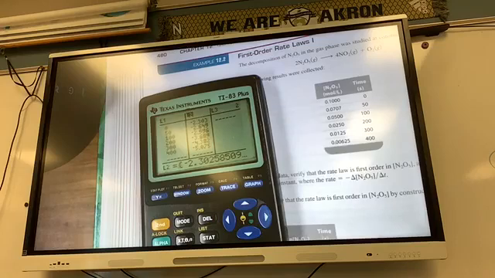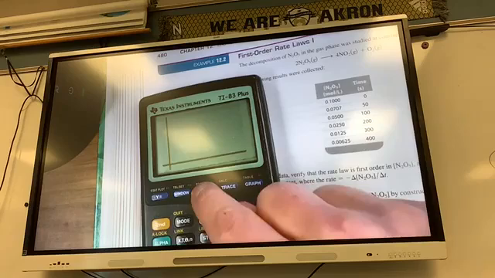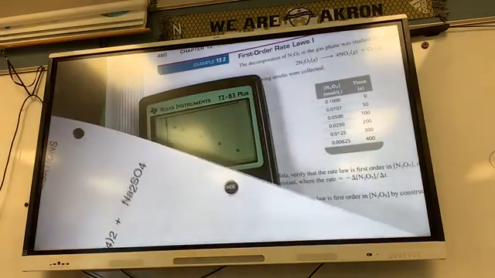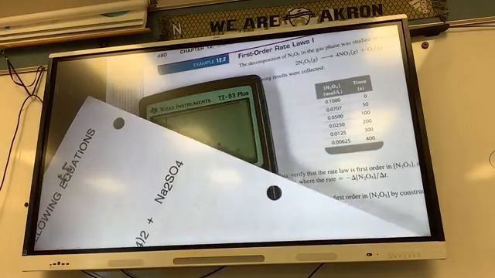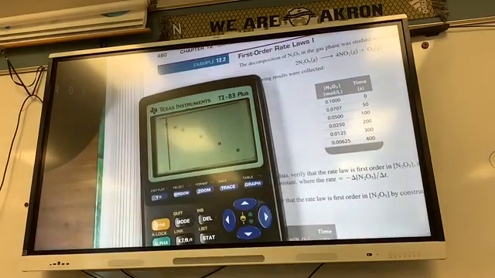Are we together? Yes? So I'm going to hit graph again. I'm going to hit zoom 9 again. Is that a straight line? Yeah, it is. I can even check with a piece of paper, okay? That's definitely a straight line. If you wanted to check the R-squared, you could.